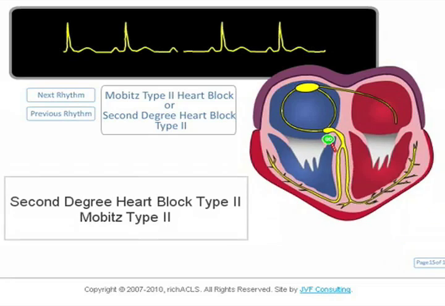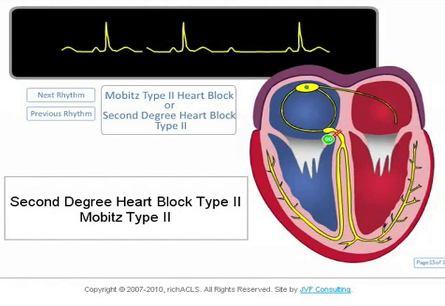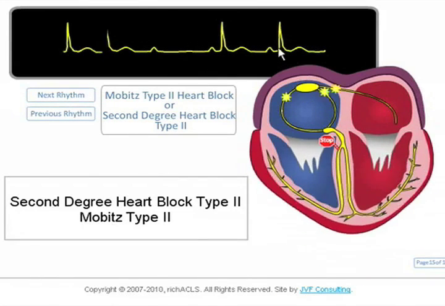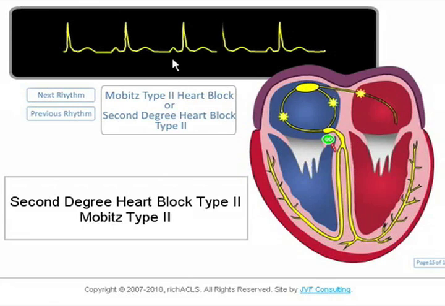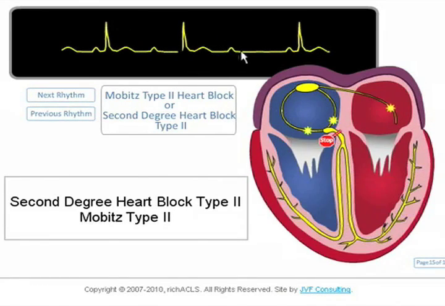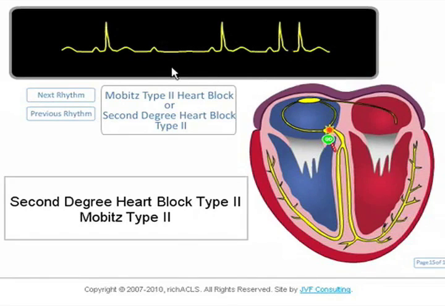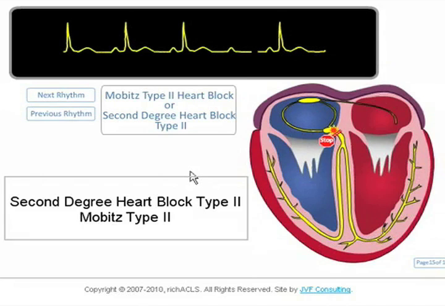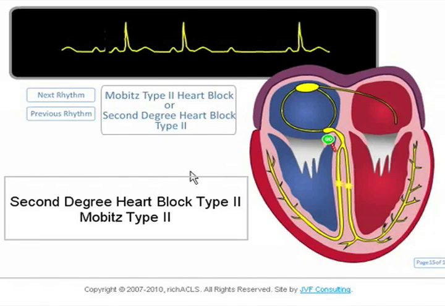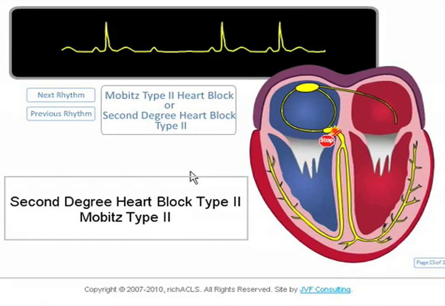Here is second-degree heart block type 2. In this rhythm, the PR interval is consistent, unlike the progressive lengthening PR interval with the type 1 heart block. Like type 1 heart block, there is an occasional beat not conducted, and the problem again lies with the AV node. But the possible complication with this block to complete heart block makes it a much more serious situation. Type 2 heart block is caused by damage to the AV node from disease or ischemia.